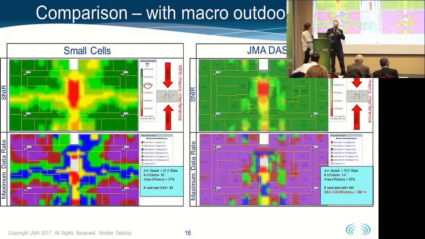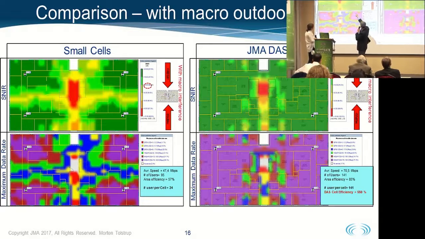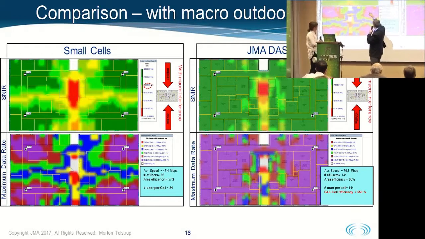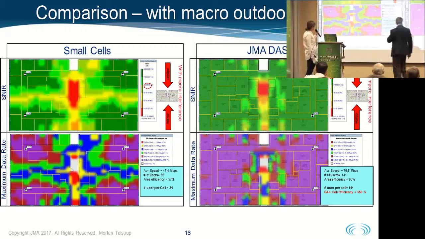And as you can see here on the small cells, like on the graph before, there will be a lot of interference between the 4 small cells affecting the data speed.